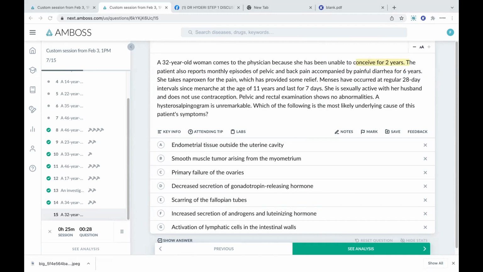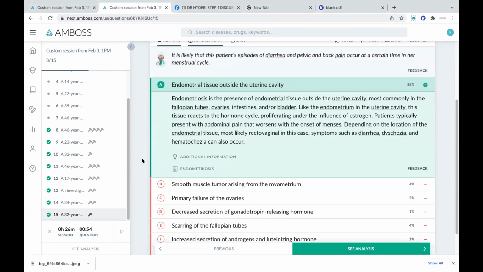Okay. Pelvic and rectal examination shows no other issues. This is not PID. She has monthly pain in her back and monthly diarrhea. If endometrial tissue is deposited in the GI tract, can we have monthly pain and bleeding and diarrhea? Yes or no? The answer is yes. Which one of these is the correct answer? A, B, C, D, E? A. Very good. Okay, good job, you guys.